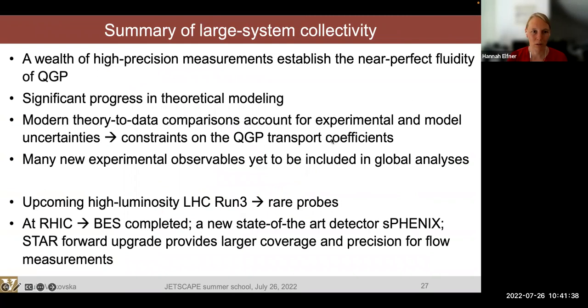Victor, do you want to ask yourself? Unmute, or should I? Maybe I just do it. How can the idea of a QGP being thermally equilibrated or not affect the hydrodynamics of the system? Should we expect big changes from that difference?